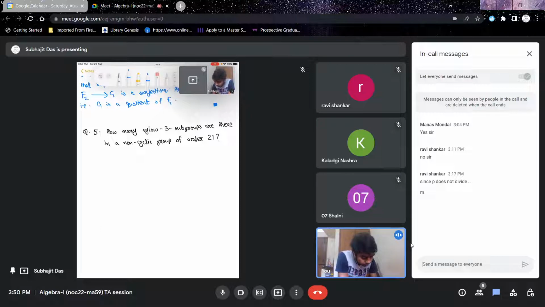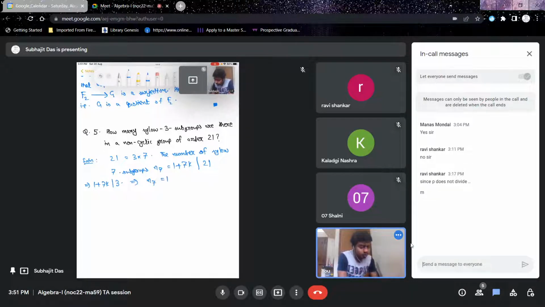First of all, you clearly know that 21 is 3 times 7. So by Sylow's third theorem, the number of Sylow 7 subgroups, n7, is of the form 1 plus 7k, and must divide 21, which implies 1 plus 7k must divide 3, since 1 plus 7k is relatively prime to 7, right? So this implies that n7 is equal to 1. So the number of Sylow 7 subgroups is precisely 1.